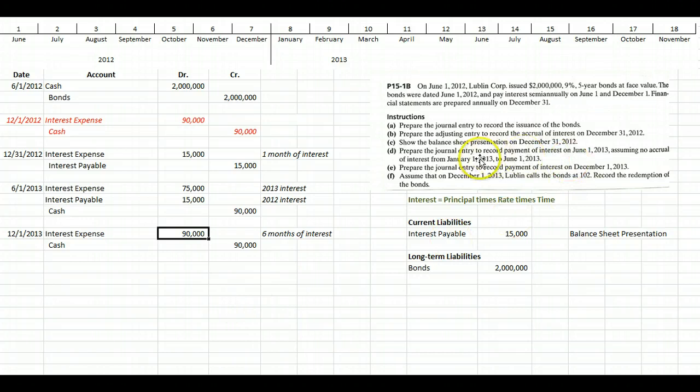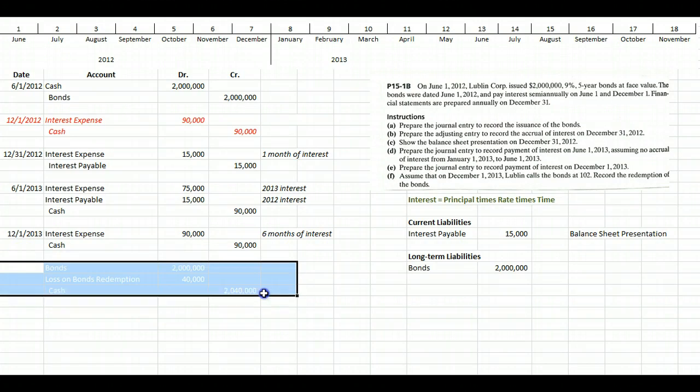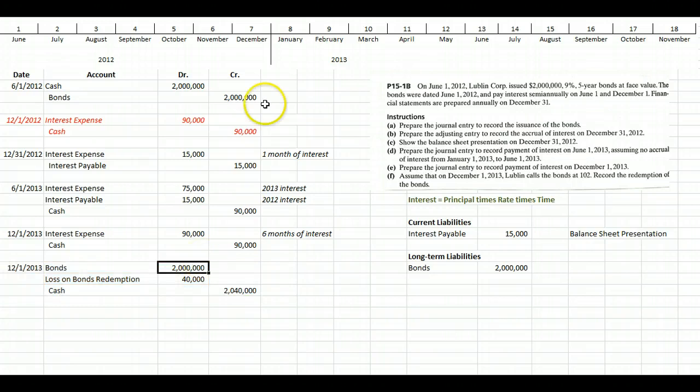Now we call the bonds on that same date, at 102. That means we pay our bondholders 102% of the face amount of their bonds, and they return the bonds to us. So since we paid more than the face value, we've got a loss. So we take the bonds, the $2 million liability from up here, and add a debit to zero it out. We're going to debit it for $2 million. We're going to write a check for $2,040,000. That's 102% of $2 million. Take 1.02 times $2 million, and you should get $2,040,000. To make that journal entry balance, we record a loss on bonds redemption of $40,000. And that's all there is to this homework problem.